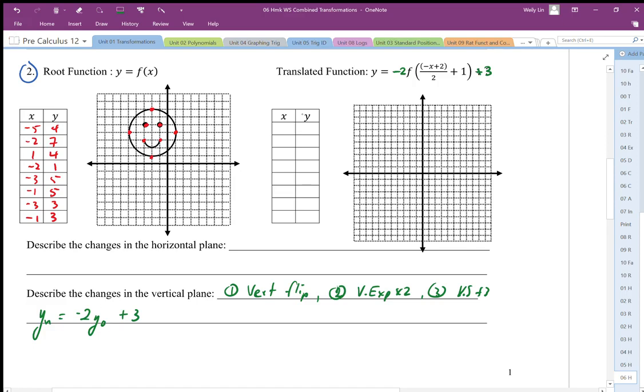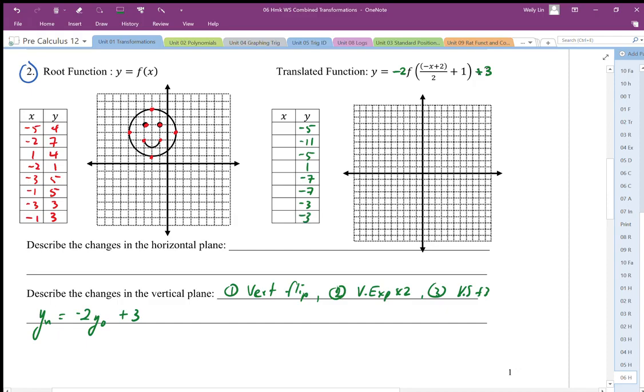So -8 + 3 is -5, -14 + 3 is -11, -5, that's -2 + 3 is 1, -10 + 3 is -7, -7, and then 3 times -2 + 3 is -3, -3.